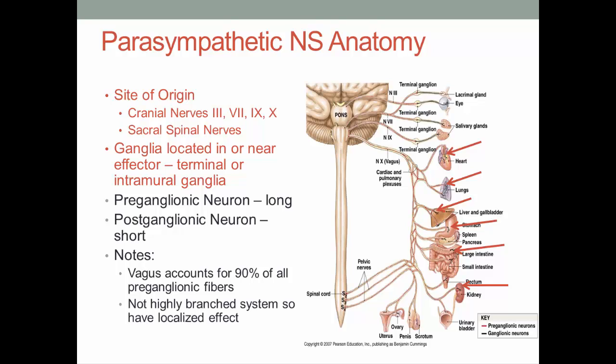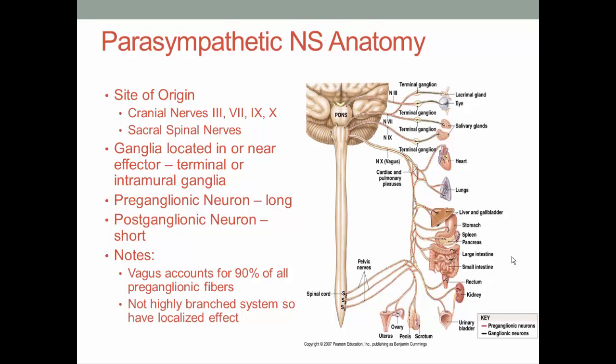So that means then that you've got really long preganglionic neurons and little teeny short postganglionic neurons. Okay, so very long, the preganglionic neuron synapsing here with the post, and the post is just very short. Other notes to think about is that, one, the vagus accounts for 90% of all preganglionic fibers. You can see here, look, this vagus here is connected to all of these organs. So vast majority of any parasympathetic action travels through the vagus nerve.